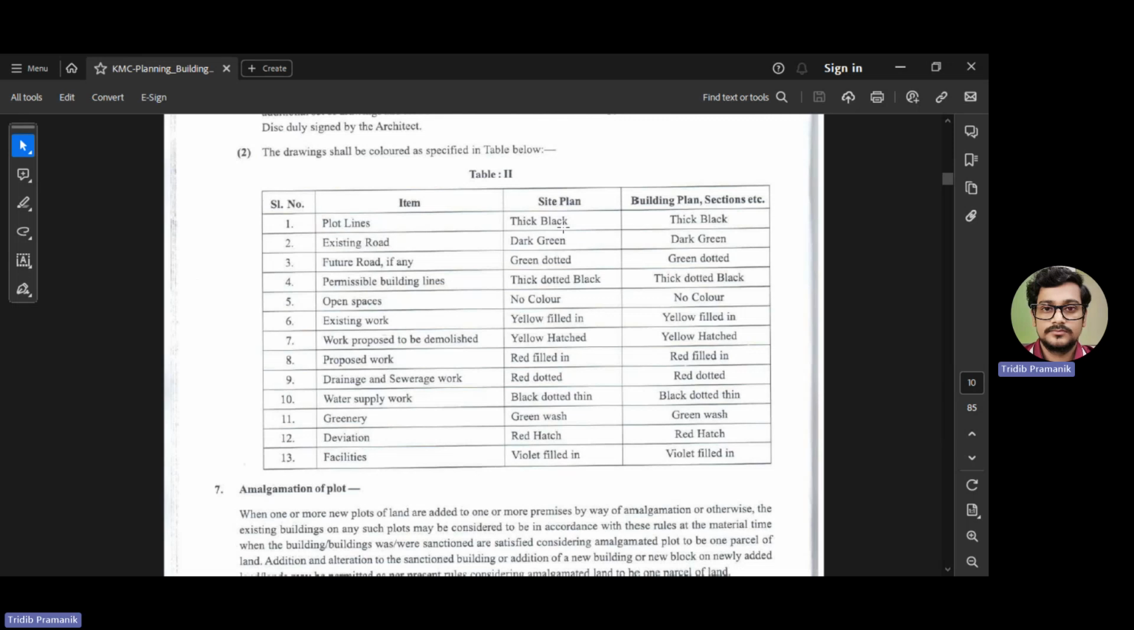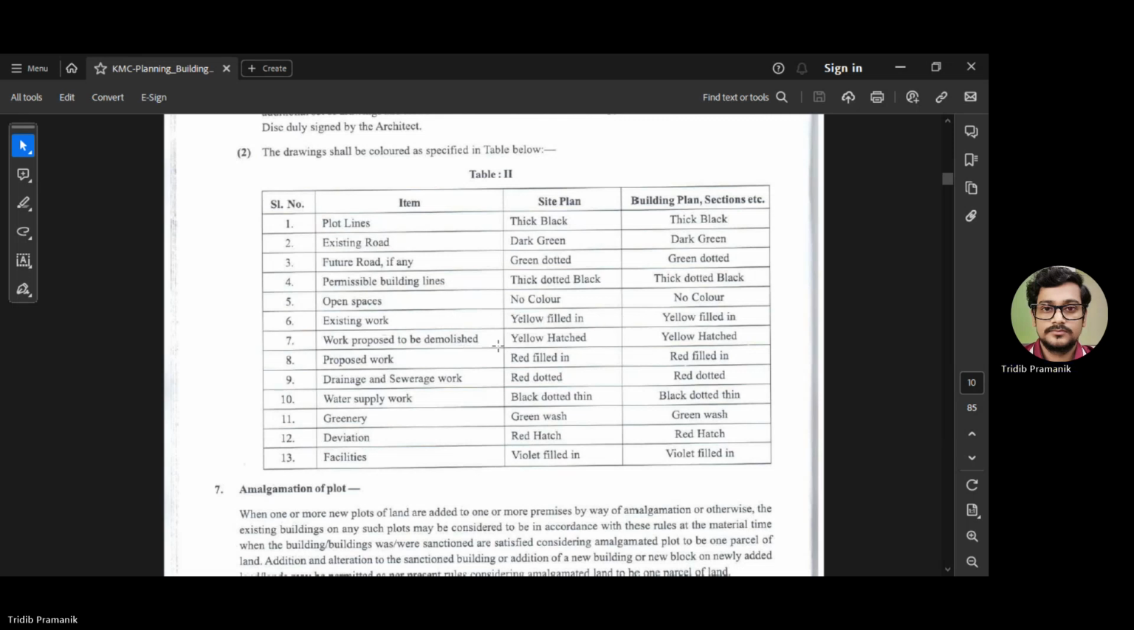You see, plot lines will be a thick black line, the building plan is thick black, the existing road will be dark green, a future road, if any, will be shown using green dotted lines, permissible building lines will be thick dotted black lines, and open spaces will have no color, nothing mentioned. Existing buildings will be yellow.